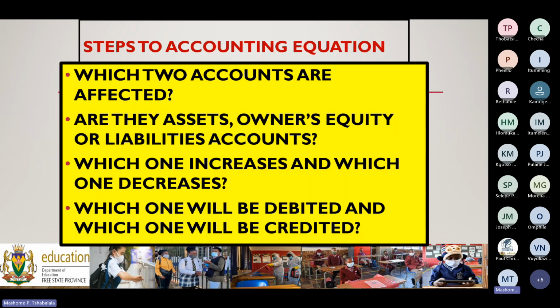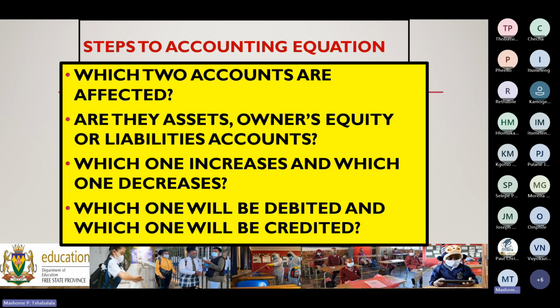When you come to the accounting equation, there are steps you need to undergo in order to analyze the transaction. Number one, you need to identify the two accounts that are affected by the transaction. In grade 8, we are talking about only two accounts. In grade 9, we are talking about two or more accounts affected by one transaction. Then you need to identify whether those accounts are asset, owner's equity, or liability accounts.